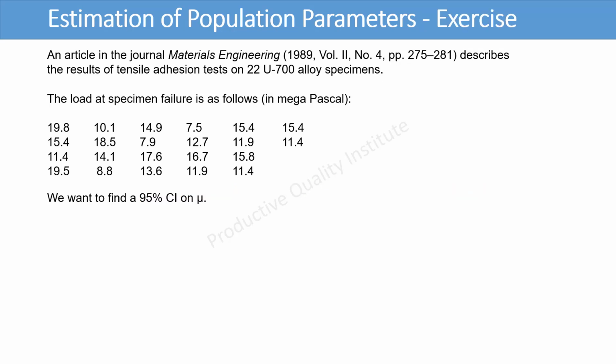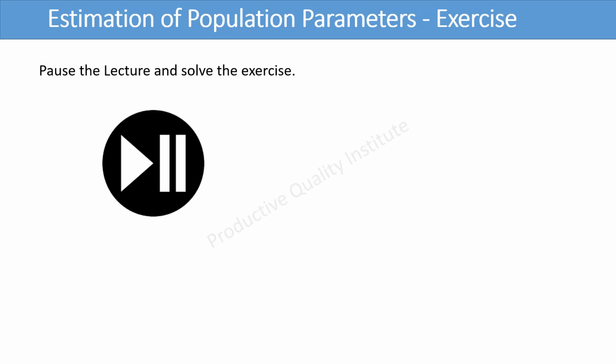An article in the journal Materials Engineering describes the results of tensile adhesion tests on 22U700 alloy specimens. The load at specimen failure, in megapascal, is as follows. We want to find a 95% CI on the population mean value. Please pause the lecture and solve the exercise.